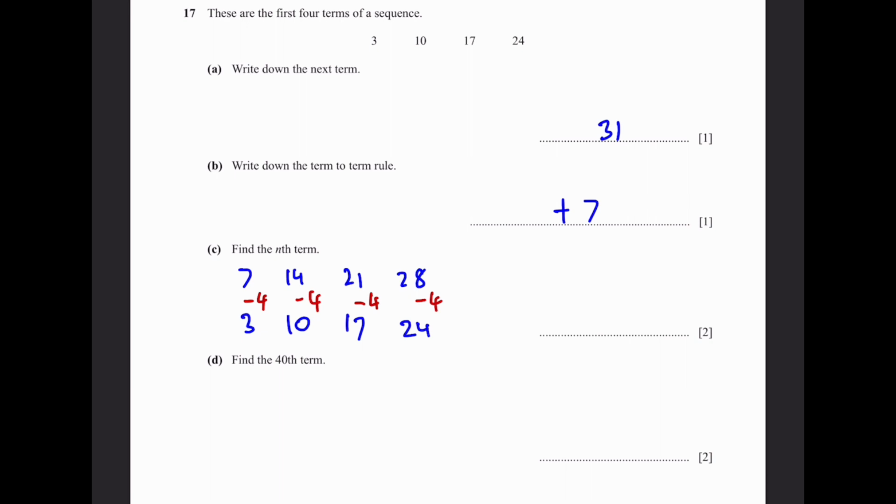That means that we are subtracting 4 from every number of the 7 table to get the sequence. And 7 is the first term of the 7 table. 3 is the first term of the sequence. 7 into 1 equals 7, and that's the term number, which is 1. So 7n minus 4 is the answer.